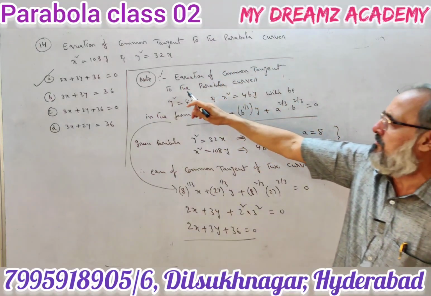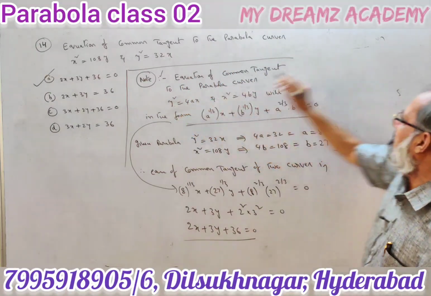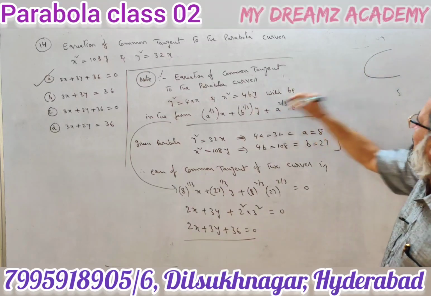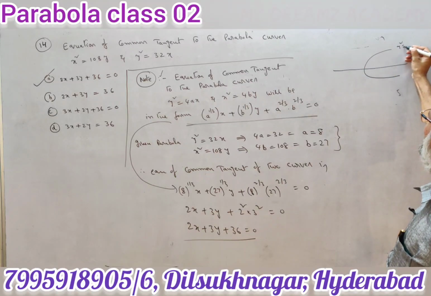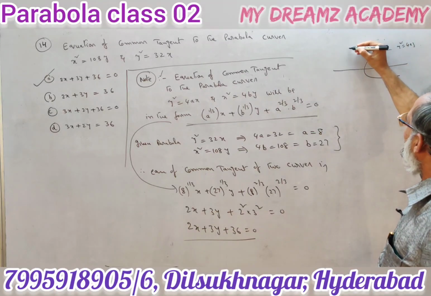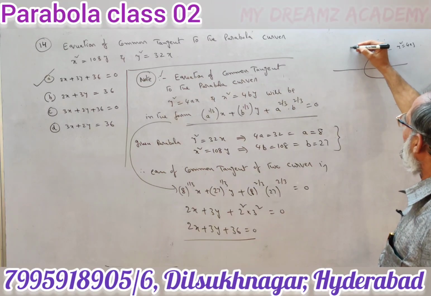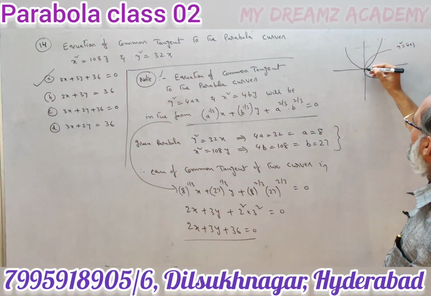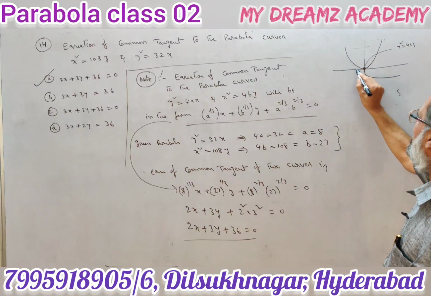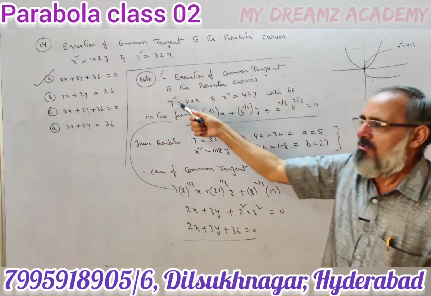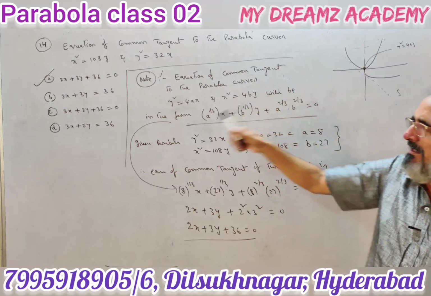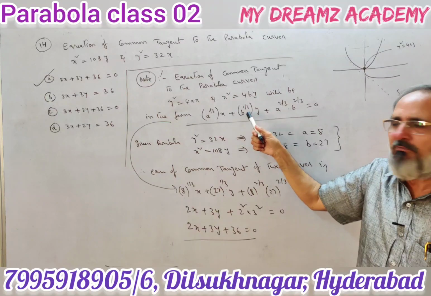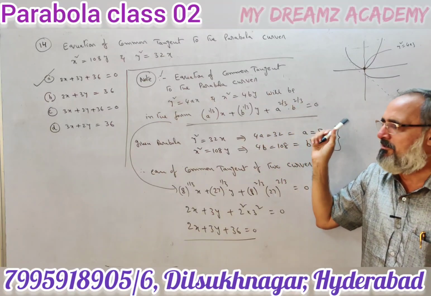Equation of common tangent to the two parabola curves. One is y square equal to 4ax, and another parabola curve comes like this. What is the common tangent for these two curves? For y square equal to 4ax and x square equal to 4by, you remember the common tangent: a to the power of 1 by 3 into x plus b to the power of 1 by 3 into y plus a power 2 by 3 into b power 2 by 3 equals 0.